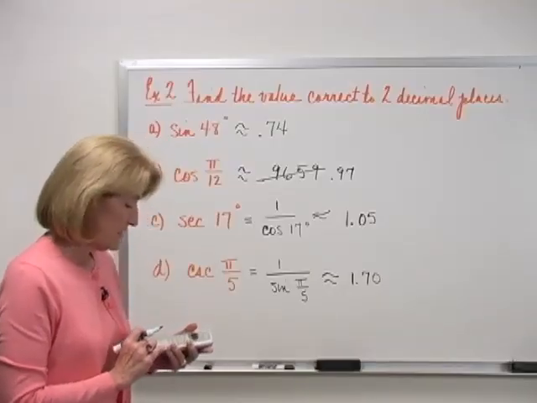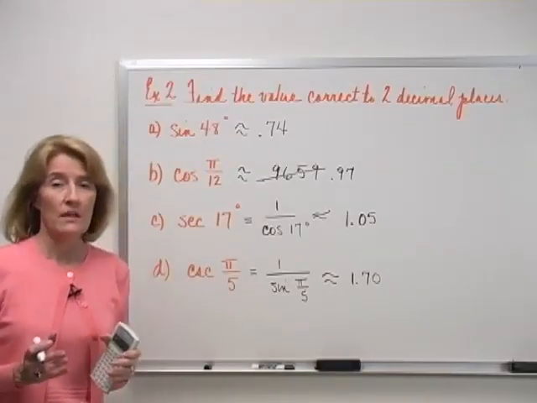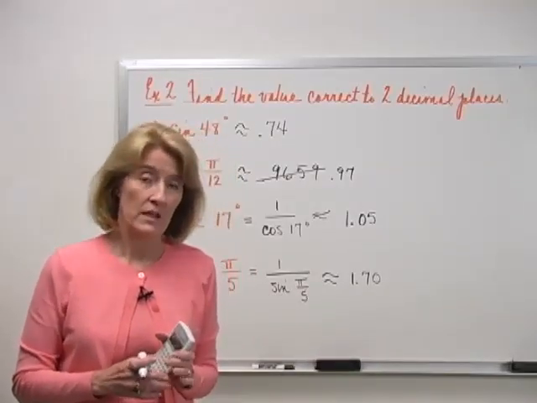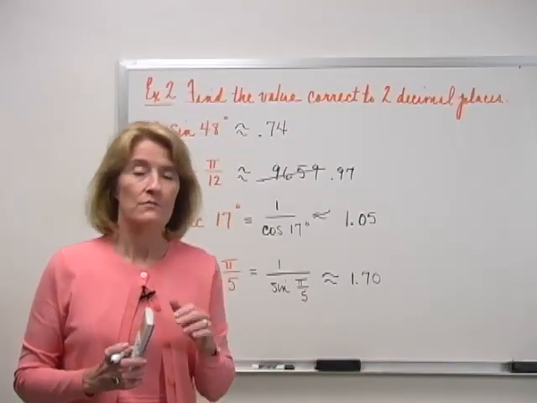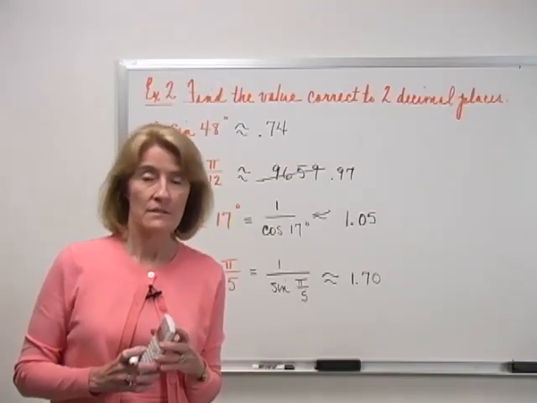And so this is the process you use to find the trig functions of acute angles when they are not special angles. You use your calculator. If you have a special angle, either 30, 60, or 45 degrees, you should know that information by heart. Practice it until you do.